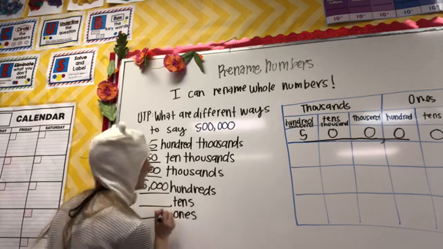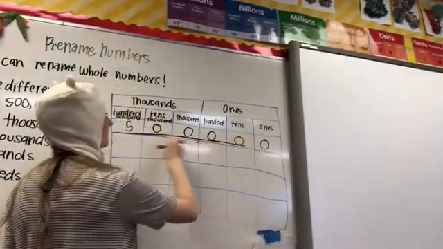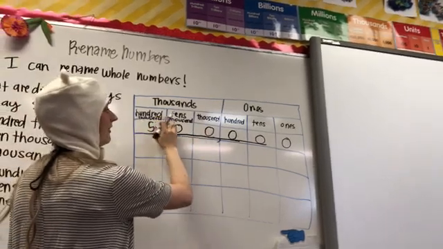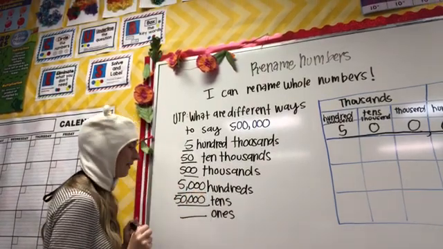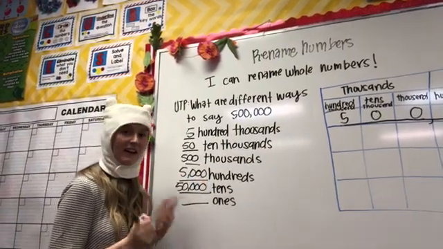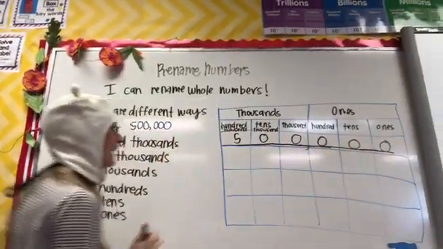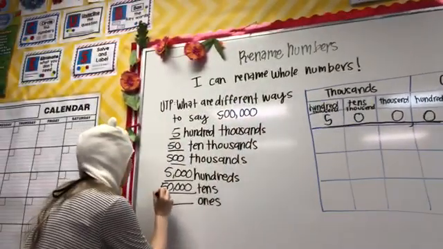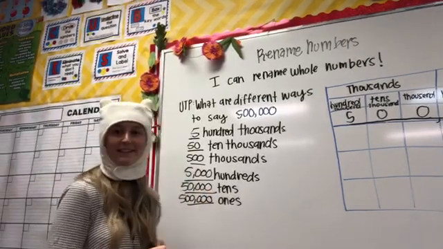All right, let's look at tens. If we go to the tens place, underline it, everything to the left, it looks like we're going to have 50,000 tens. So if we were looking at tens, we'd have 50,000 of them. All right, and last one, ones. Ones is easy. It's everything we have so far. So we have 500,000 little one pieces. Okay?